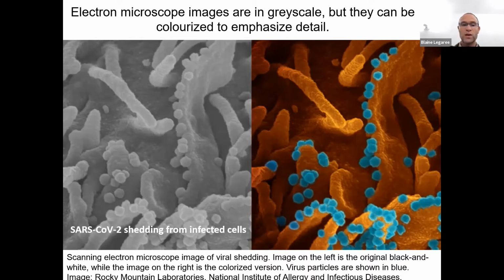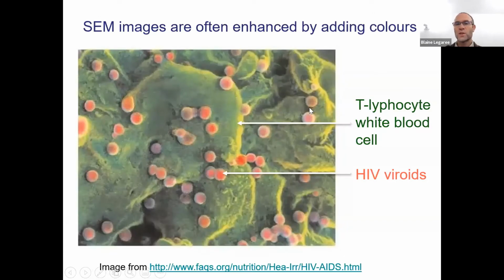These are some pictures right here of actually the SARS-CoV-2 virus that's shedding from infected cells. And so they're not really blue or turquoise. This is just to make the image pop out and so you can see the detail really nicely. Here's another picture. These are some HIV virions. These are budding from an immune cell. Again, the color's been added, and you can see it's just popping out and really making it look very, very nice.